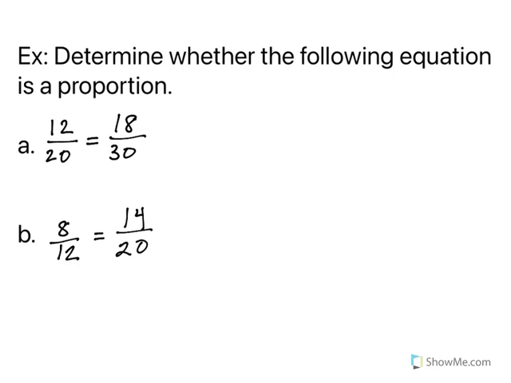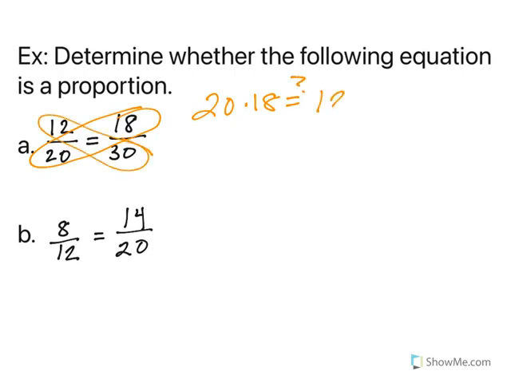Okay, so let's determine whether the following equation is a proportion. We're verifying, and we verify by that cross multiplication method. So numerator and denominator, opposite ratios. So I have 20 times 18. Is that equal to 12 times 30? Now, I just want to throw it out that this is the same as 18 times 20 and 30 times 12. It doesn't matter what order, because the left and the right side, they're going to equal the same thing.